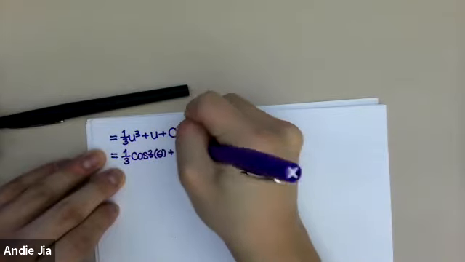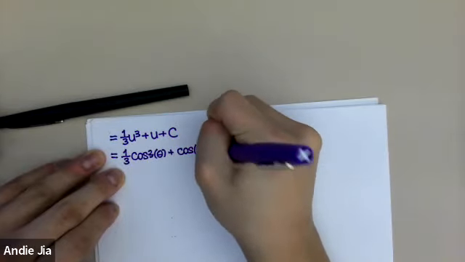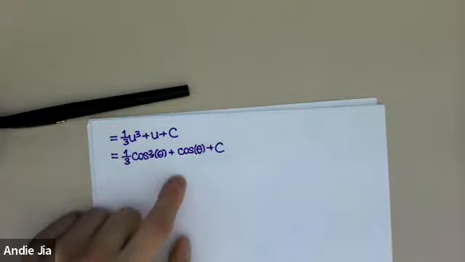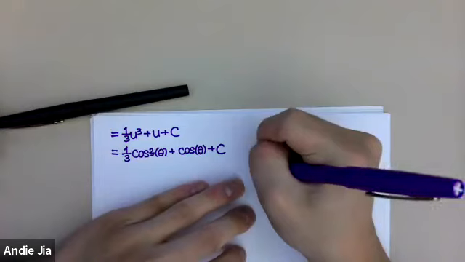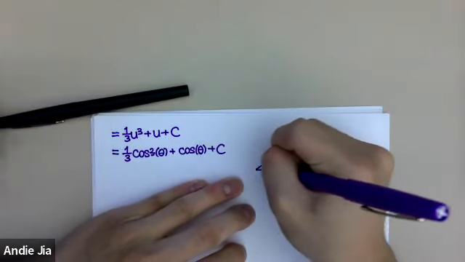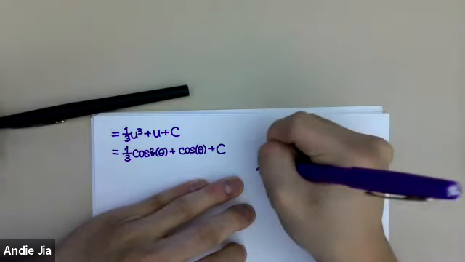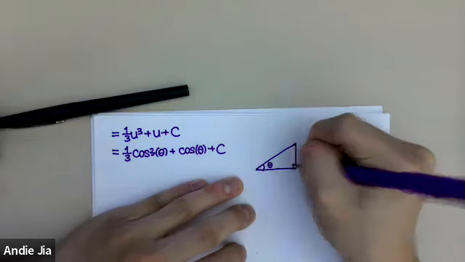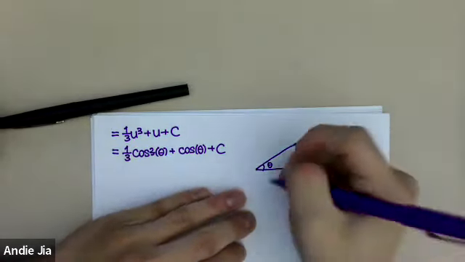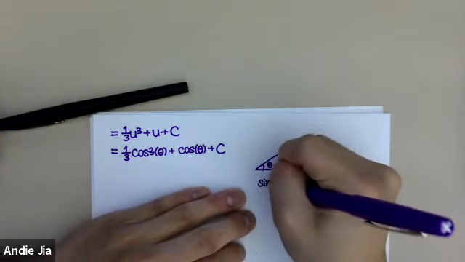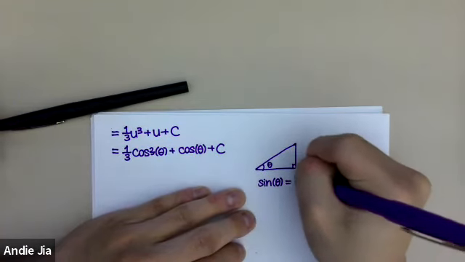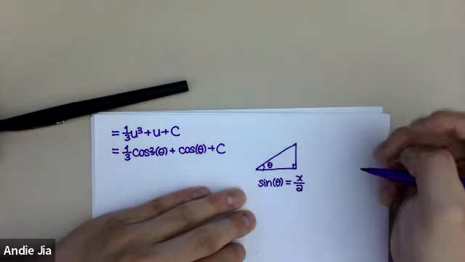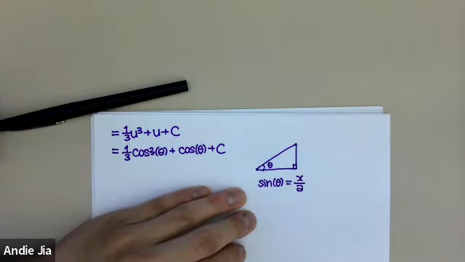Plus cosine of theta plus C, but not yet. Here's the trick. You need to draw a triangle, draw a graph here. So sine of theta is x over a. It is a 1, so it's just x over 1.